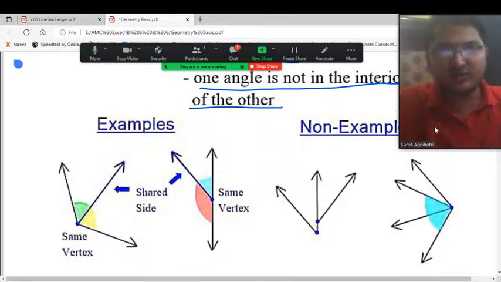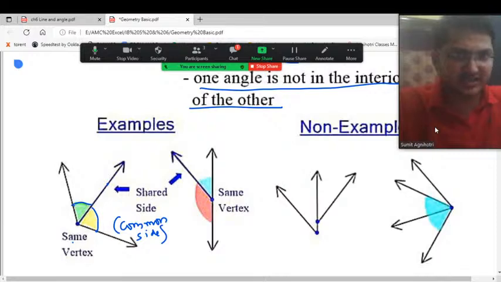Are these adjacent or not? Here you can say that they are adjacent. They are greenish and yellowish. They are adjacent: same vertex, shared side. This is a shared side, or you can say common side. Shared side is also known as common side. Similarly, for this question, this is the same vertex, and these two angles are adjacent angles.